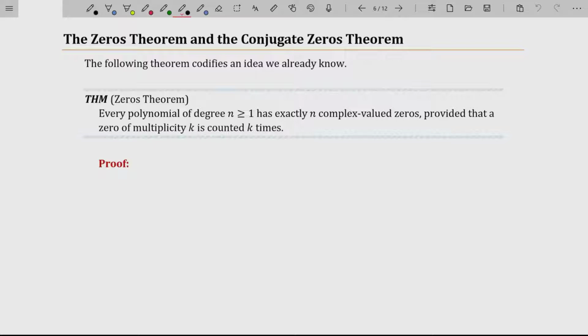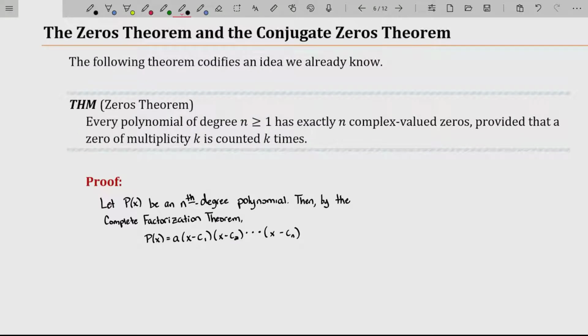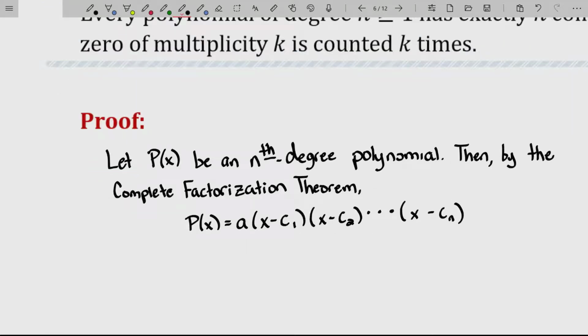And this video introduces two last big theorems that really help, and we've kind of seen a preview of this already. So the zeros theorem says that every polynomial of degree n, which is greater than or equal to 1, so it's not a 0-degree polynomial, has exactly n complex valued zeros, provided that a zero of multiplicity k is counted k times. The proof of this falls out very quickly from the complete factorization theorem and the factor theorem. The complete factorization theorem allows us to say, if we have an nth degree polynomial, then we can factor that into the product of n linear factors.